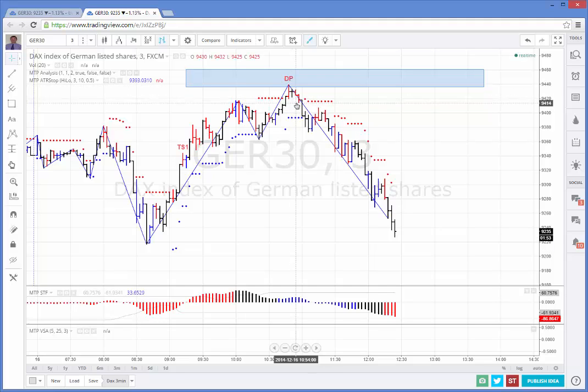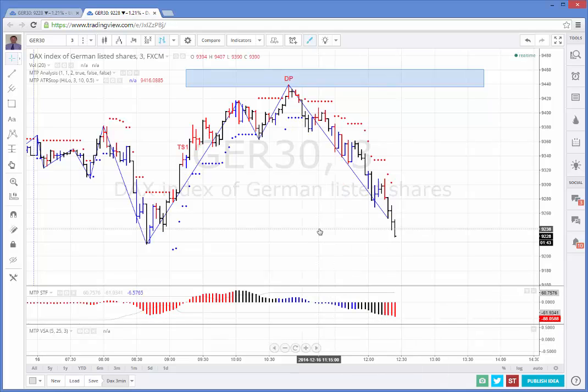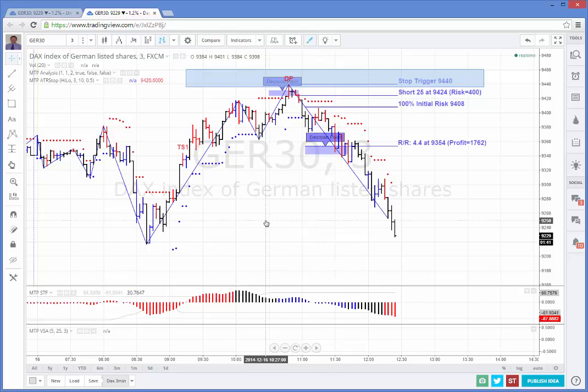So this means hovering over the red sell bar, which was here. We then go to MTPredictor, we then go to Analyze Trade Setup, and that will then place the analysis on for us. As you can see, this then gives us our correct position sizing and gives us our profit target and what our profit would be at that particular level.